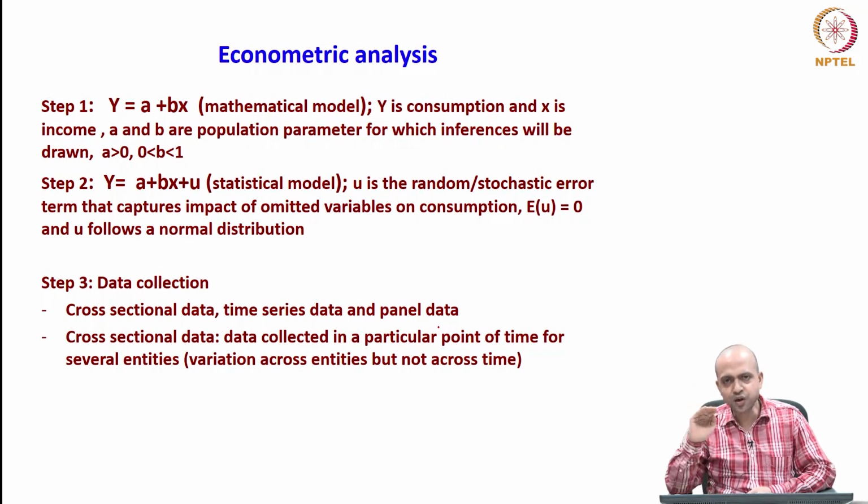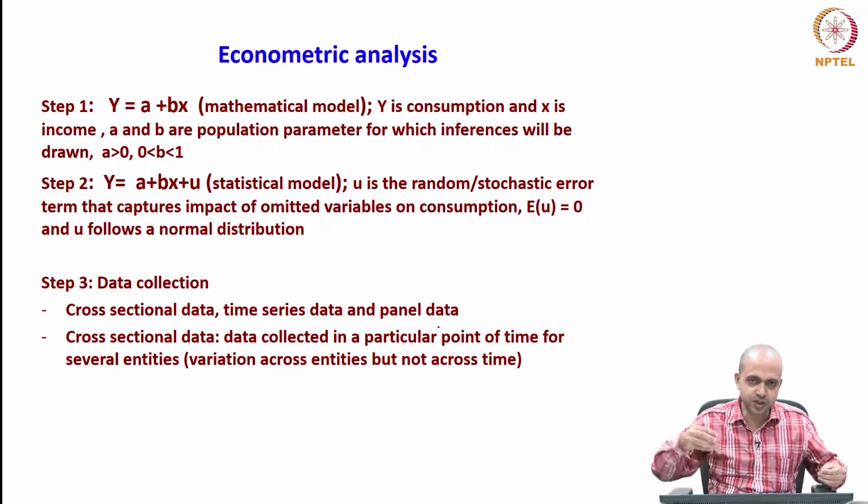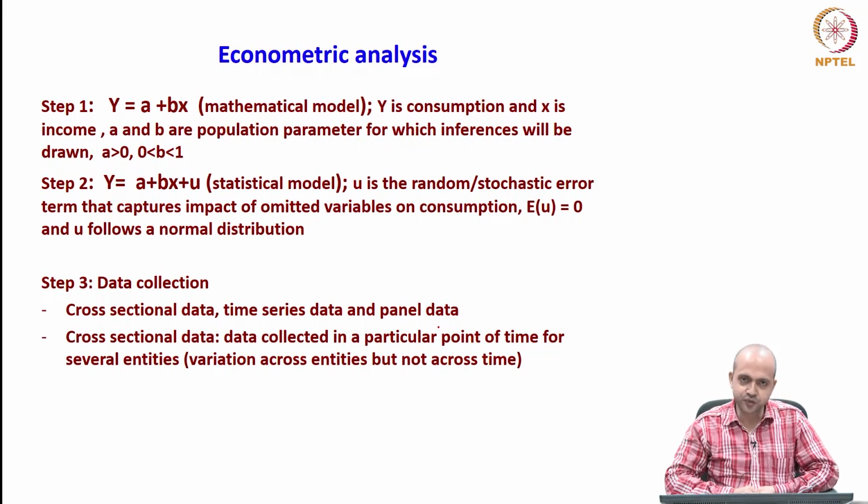But there is variation across individuals. Individual i might be having 500 as consumption and 1500 as income. When you go to jth individual, income is 2000 and consumption is 750. So, that means there is enough variation across individuals, but there is no variation across time. If that is the structure of your data, then that is called cross sectional data.